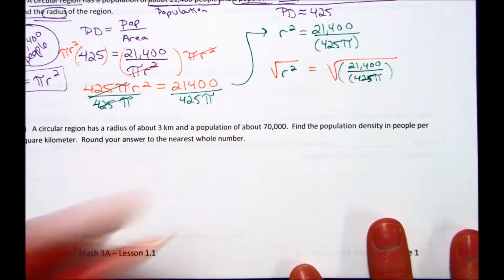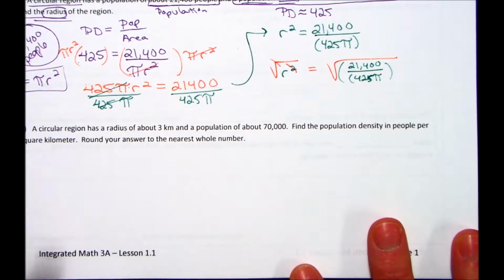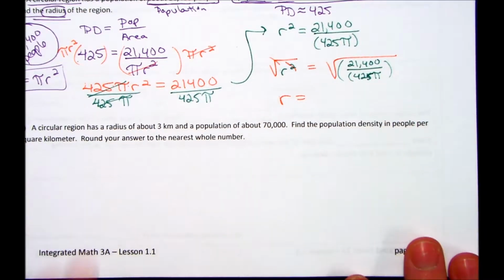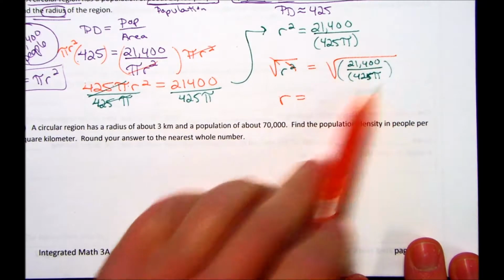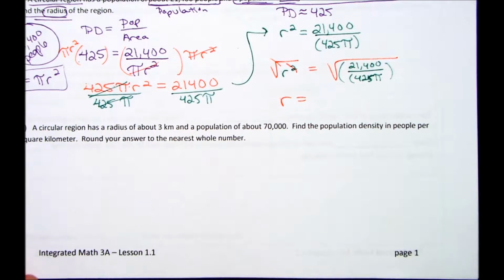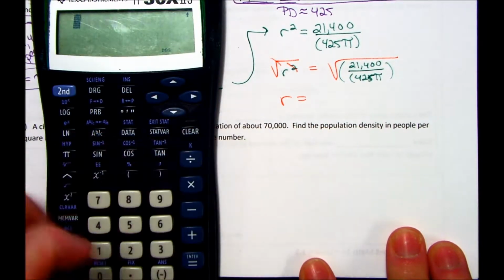All right, so what does square rooting do to the equation? Well, that gets rid of or undoes the square. So now we are ready to plug this in the calculator. And you do not want to plug it in the calculator until you get to this point. You want your answer to be as exact and precise as possible. And it doesn't really tell us what to round it to, so we are going to round it to the nearest whole number.